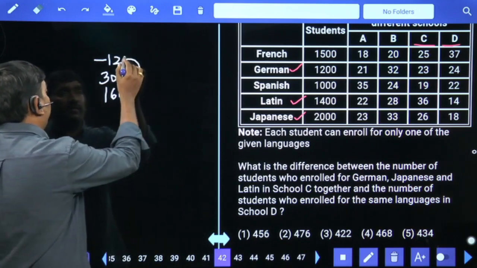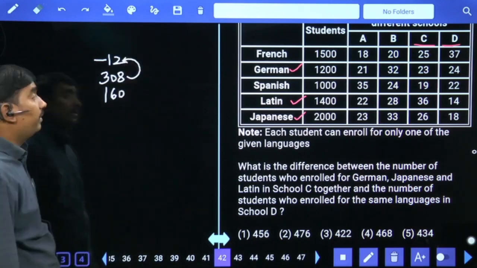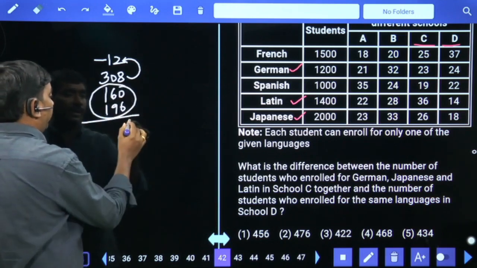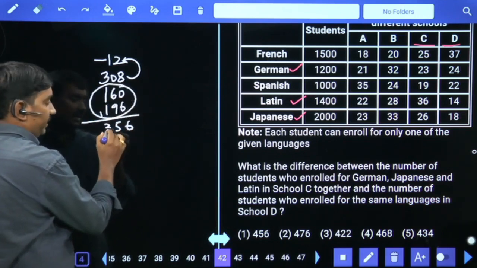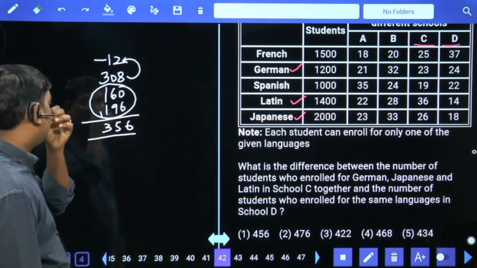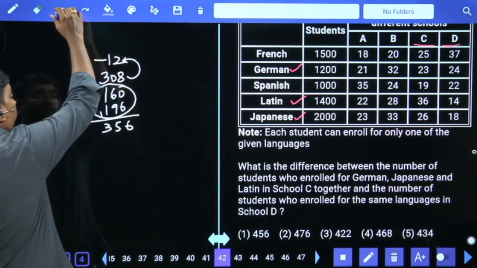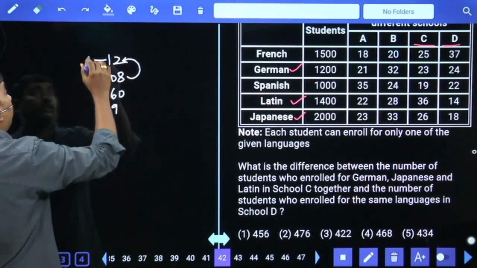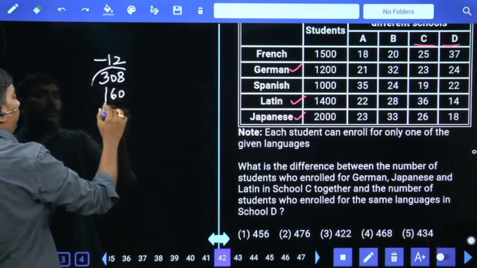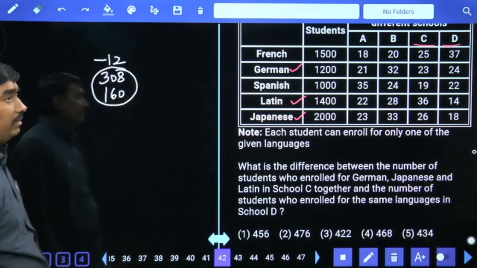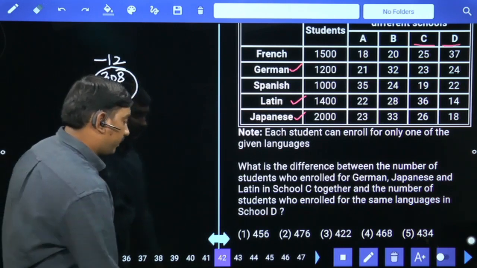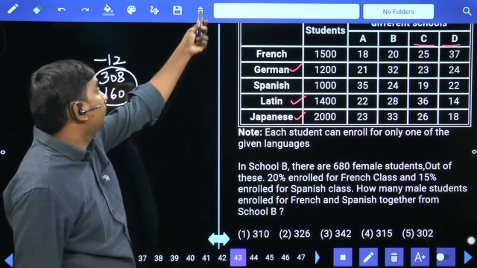So 308 minus 12, 196 plus 160 together, 356 is your answer. Sorry. 308 plus 160, 468. 468 minus 12, 456. 456, first option. Next.